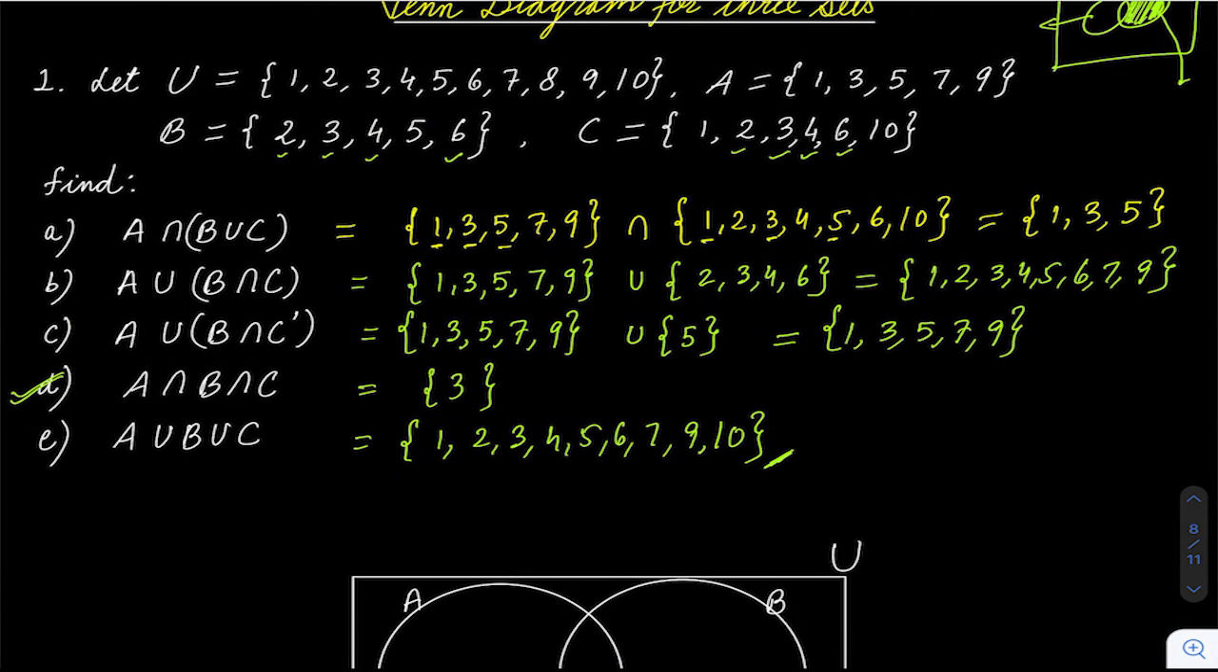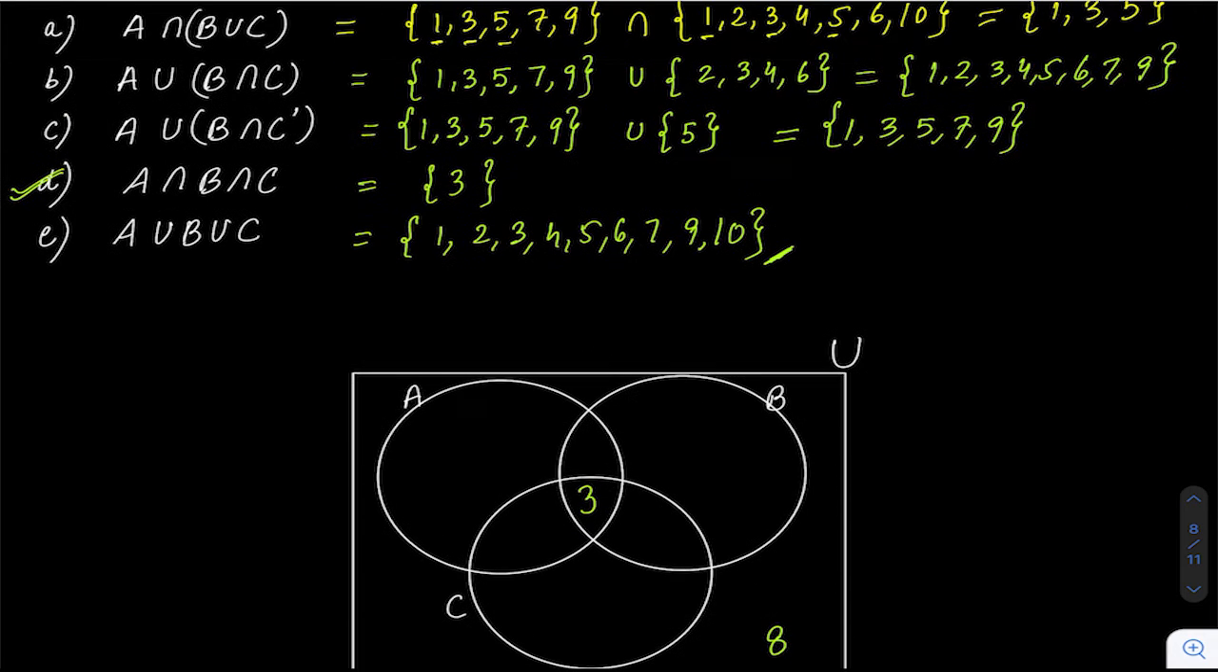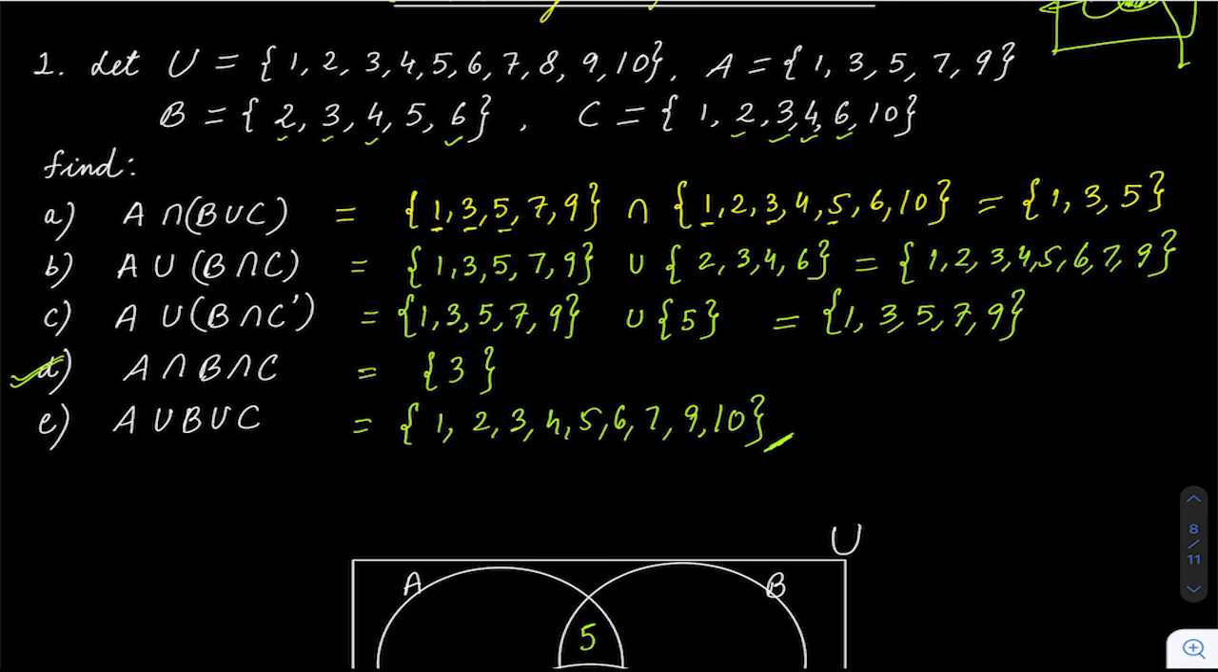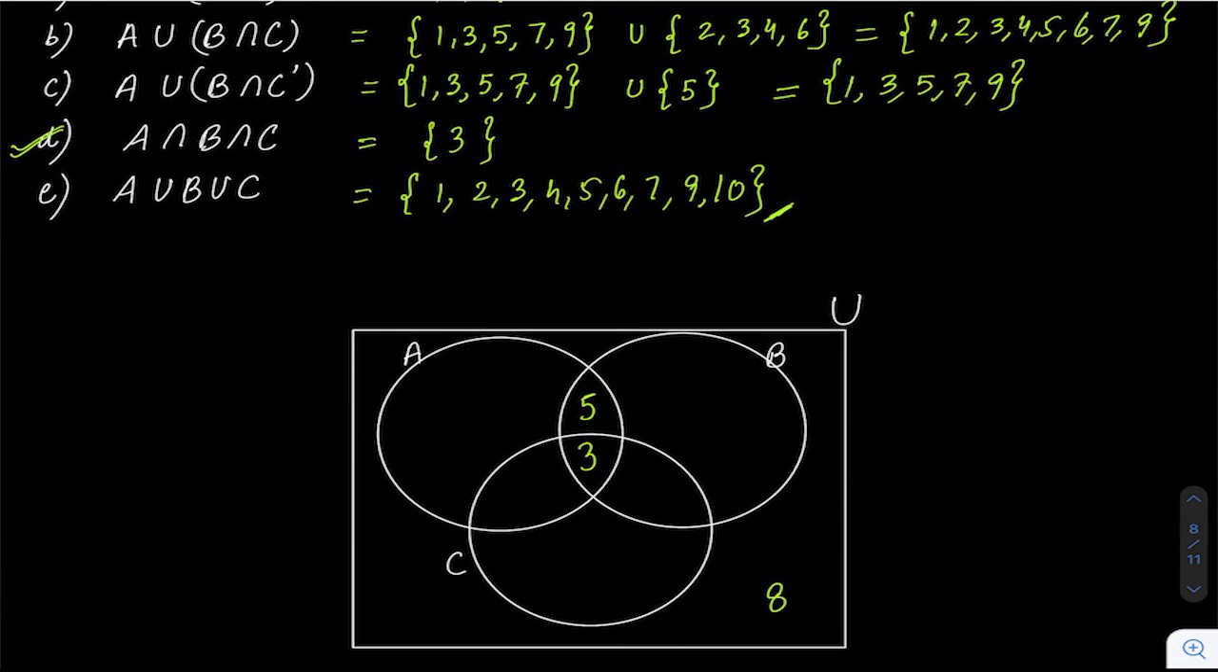So what is common in A and B? 3 and 5 are there in both. So now 3 we have already written, so this should be 5. Try to see this. What is common in A and B? 3 and 5. So this part should be 3 and 5. 3 is common in everything, so this part should be 5.